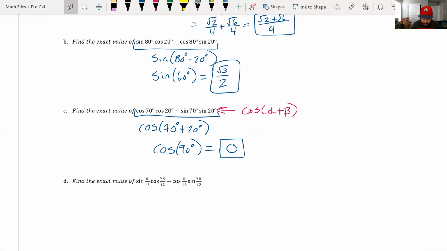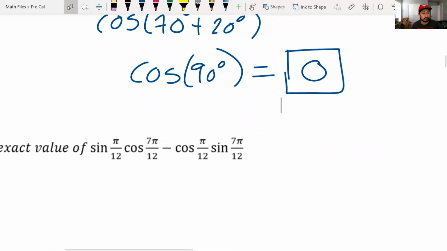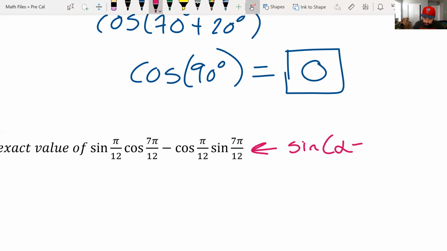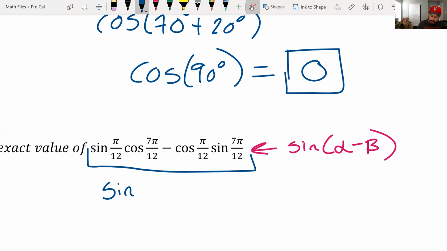Perfect. Do it again one more time. Sine of pi over 12 times cosine 7 pi over 12 minus cosine pi over 12 times the sine of pi over 12. This one is just like the first one. This is related to sine alpha minus beta. Sine alpha minus beta. So all of this becomes the sine of pi over 12 minus 7 pi over 12. Sine of pi over 12 minus 7 pi over 12.